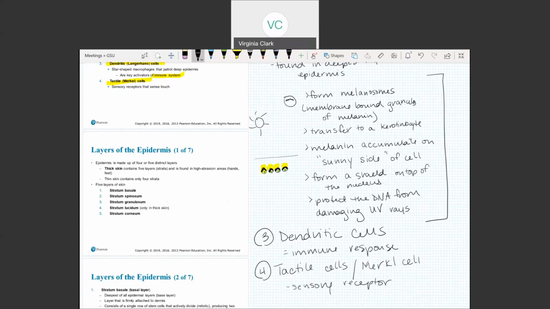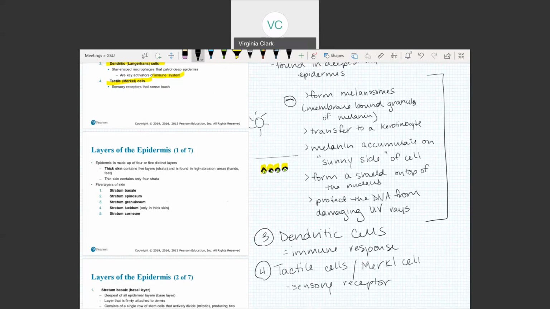This is how you can pick up the sensations of touch, cold, hot, all of those types of pieces. We will revisit tactile cells towards the end of the class when we get to the nervous system. But this is where you can find some of these sensory receptors. So these are the main four types of cells.